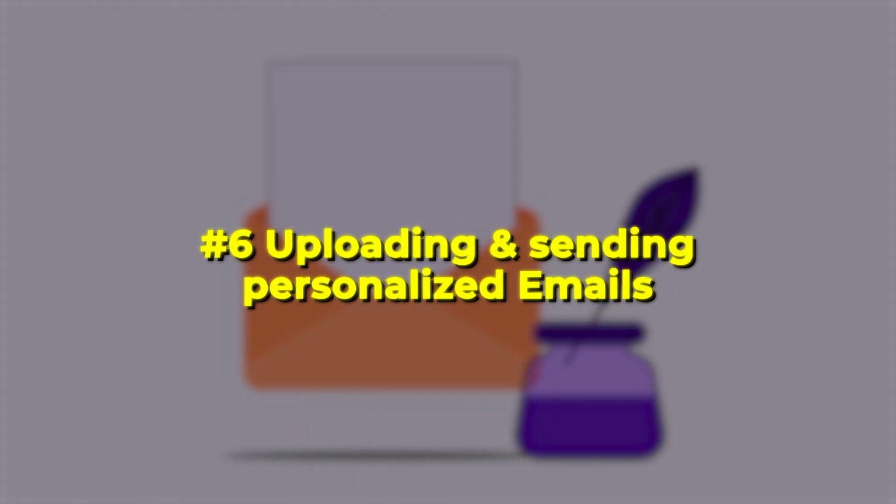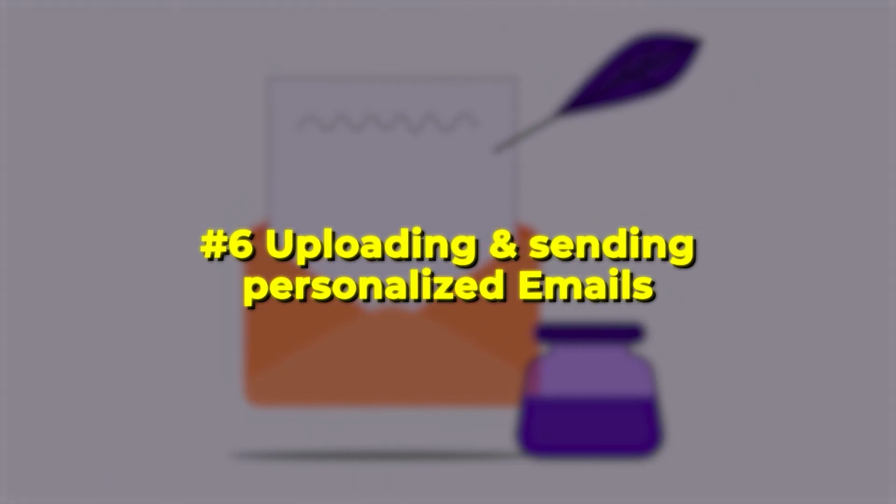Now, once we're done scrubbing, step number 6 involves uploading and sending personalized plain text emails. Keep it offer driven. Write these emails like a real person. You want to add in first name. You want to keep it short, and you want to make it look like it's one-to-one.